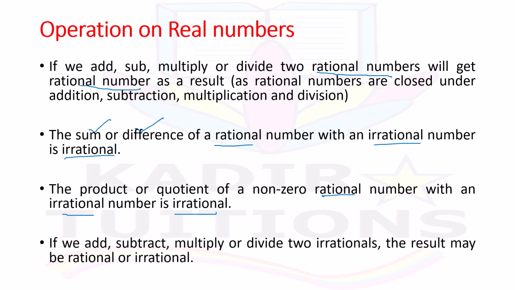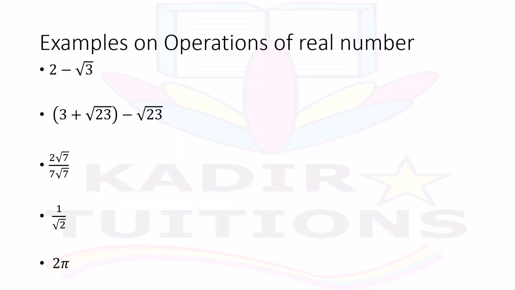Now we are going to use the basic operations, addition, subtraction, multiplication and division, between two irrationals. That means both numbers are irrational. Then our result may be rational or irrational. We cannot fix that it will be rational only or irrational only. According to the problem, it will vary. Now we'll see some examples on operations of real numbers.